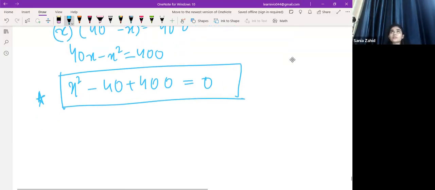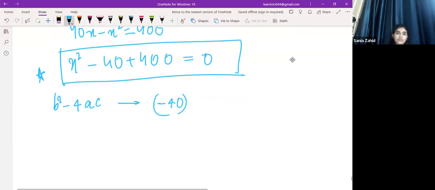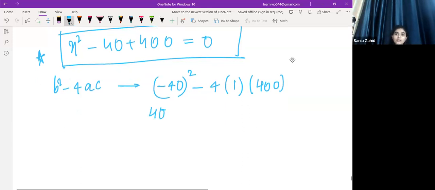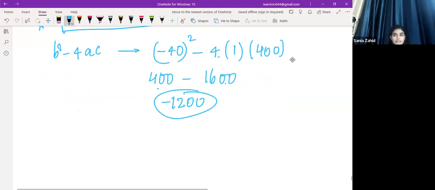Now I will apply the formula b square minus 4ac. So what is b here? Minus 40. Minus 40 square minus 4 into, what is a? A is 1. With x square, what is the number attached? 1. So a is 1 into c. C is 400. Now let's calculate. 1600 minus 4 into 400 is 1600. So 1600 minus 1600... 400 minus 1600 becomes minus 1200.